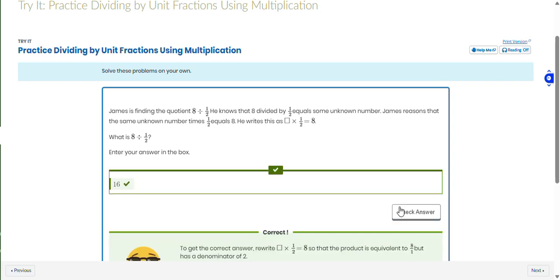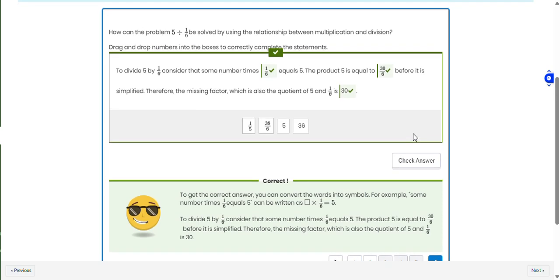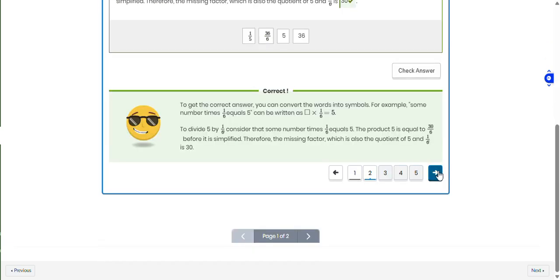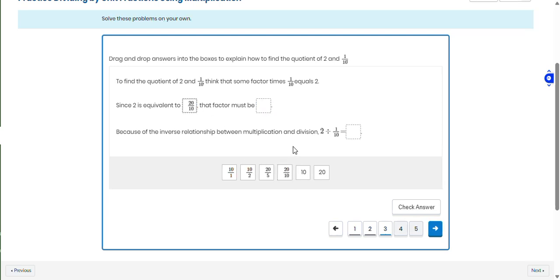16. Five divided by 1/6 equals 30. 2 divided by 1/10 equals 20.